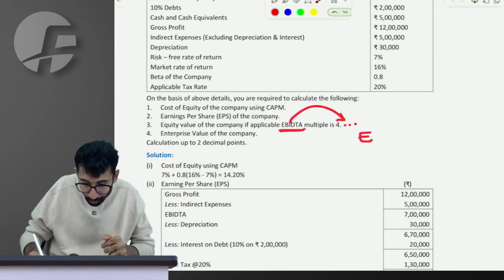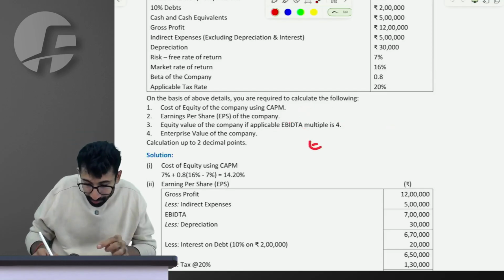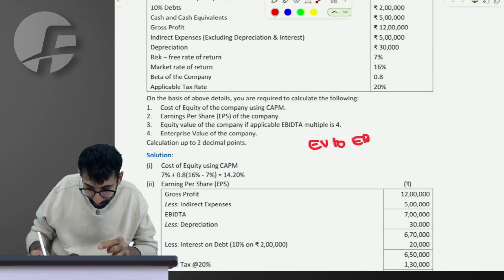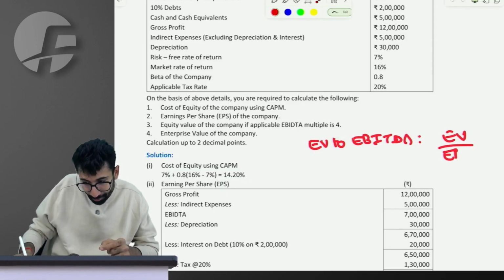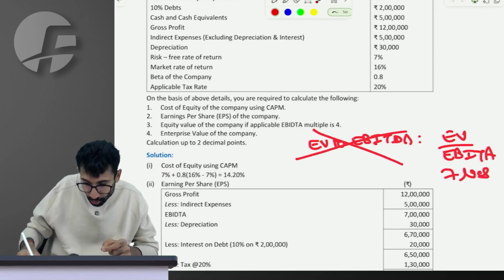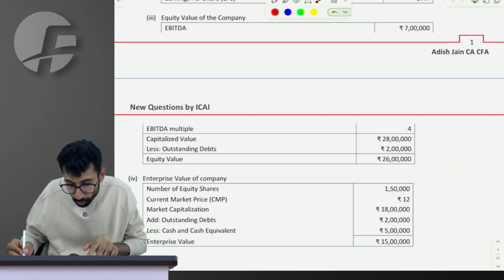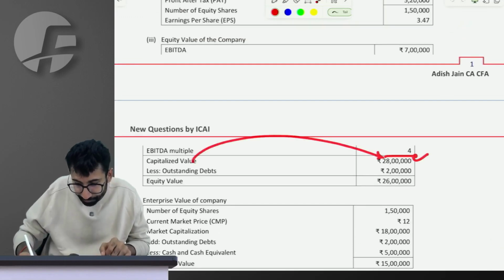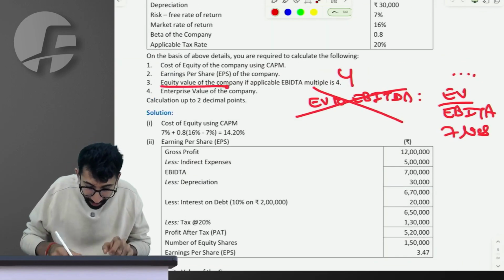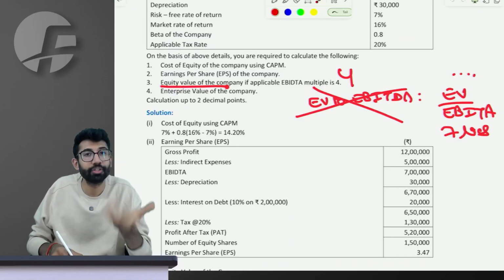What was the formula of EV to EBITDA ratio? Sir, the formula is the name itself. EV to EBITDA ratio is equal to enterprise value divided by EBITDA. If we know the EBITDA to be 7 lakhs, and the ratio to be 4 times, can you find out EV? Yes sir, 7 lakhs into 4 gives me 28 lakhs of enterprise value. Right, fine. We have not been asked the enterprise value, we have been asked the equity value of the company.